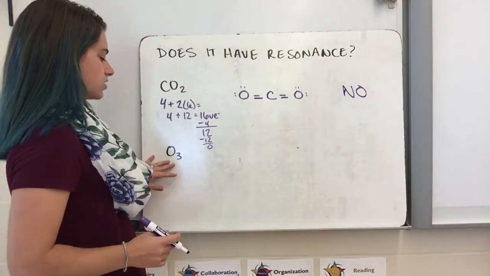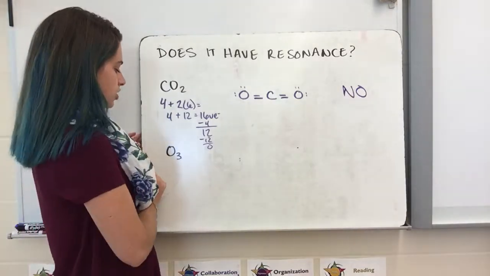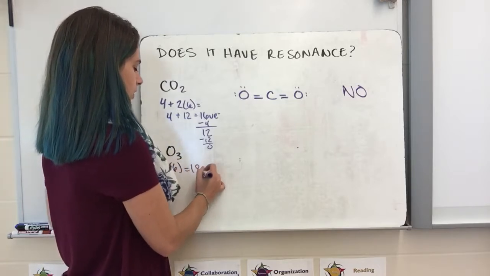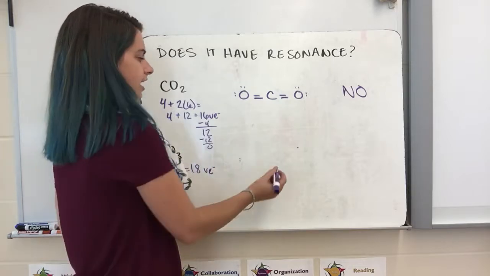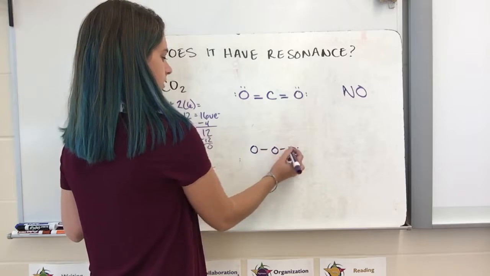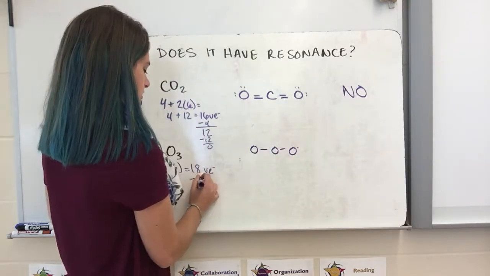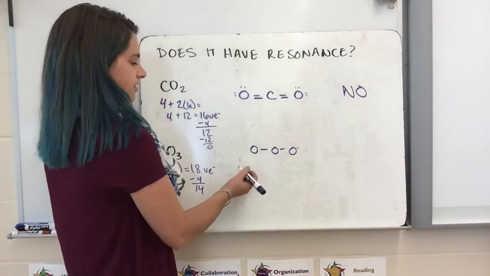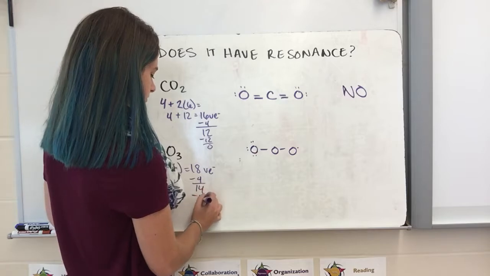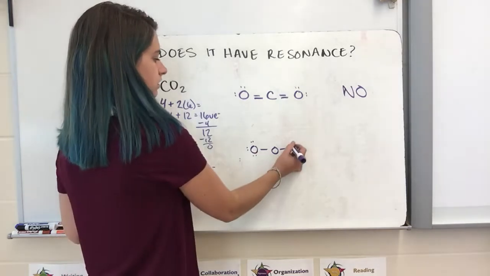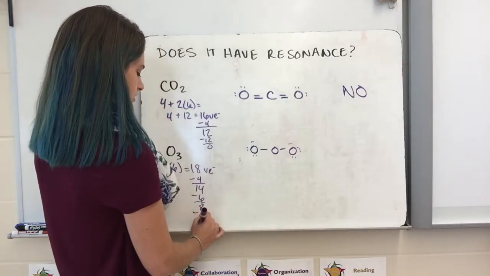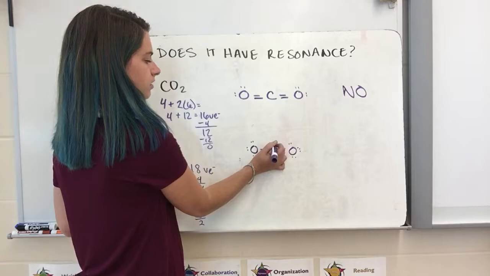The next one we're going to look at is O3, or ozone. So each oxygen has 6 valence electrons. There are 3 of them, so I have a total of 18 to work with. And I'm going to just line up my O's, connect each of them with a single bond. So 2, 4. So I have 14 left. I'm going to start over here. 2, 4, 6. So I have 8 more. 2, 4, 6. I have 2 more electrons, so I'm going to put them on the middle.